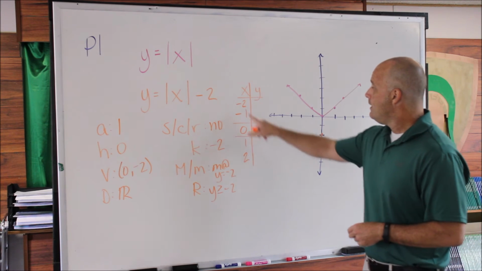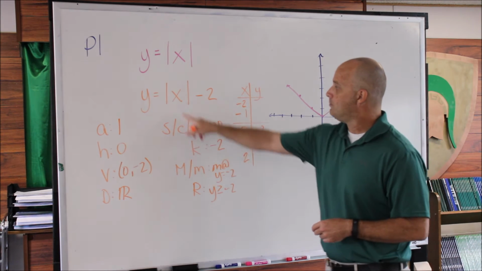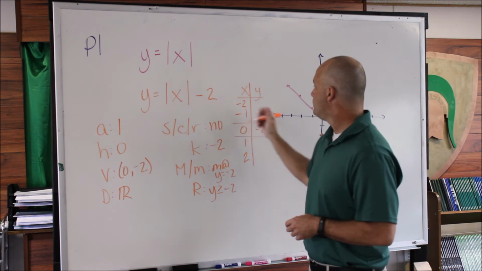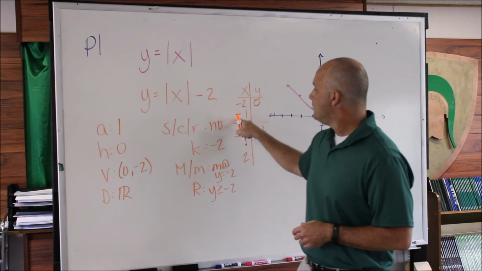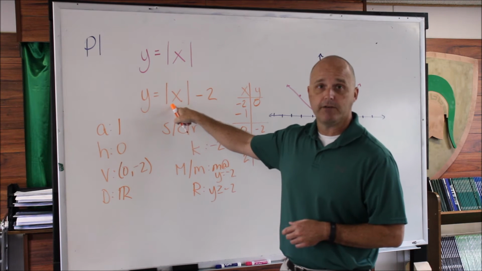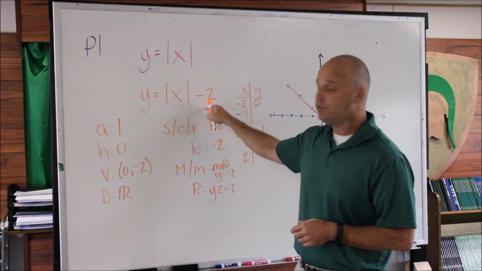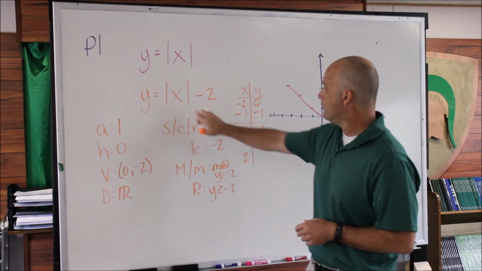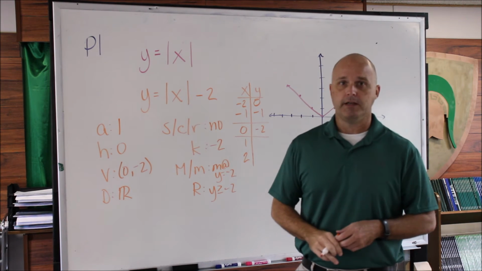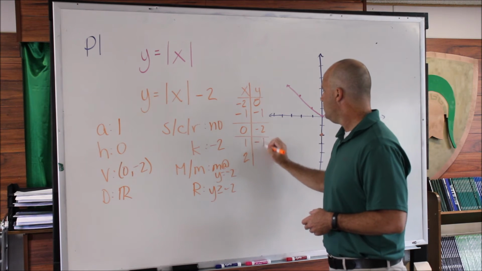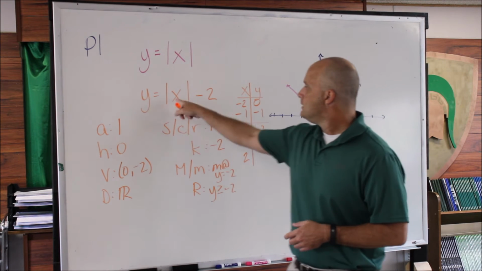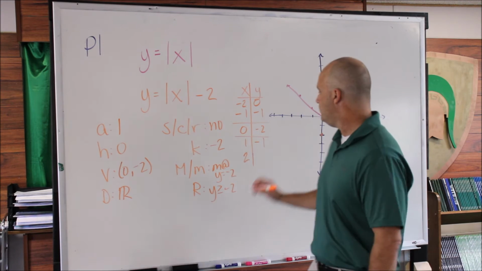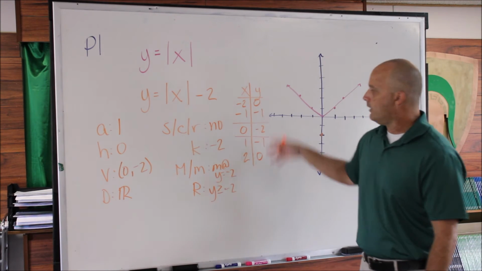Now just take the -2 and plug it in for x. So the absolute value of -2 is 2, minus 2 is 0. -1, so the absolute value of -1 is 1, minus 2 is -1. We've already got 0, -2, so now we go to 1. Absolute value of 1 is 1, minus 2 is -1. Plug in 2, absolute value of 2 is 2, minus 2 is 0, and there you have your XY chart.